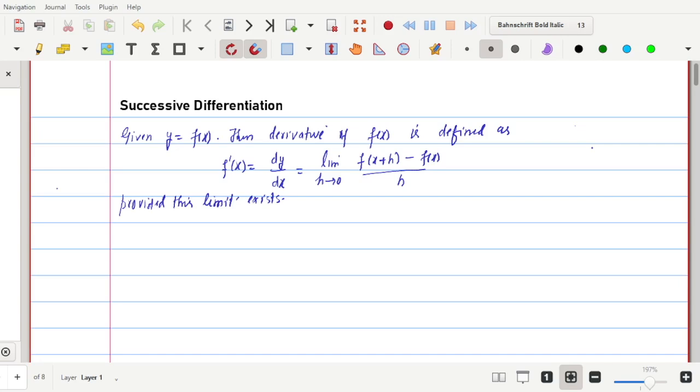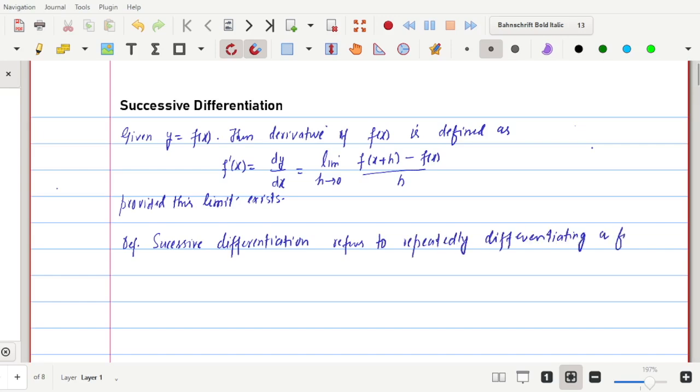So first we will define what we mean by successive differentiation. Successive differentiation refers to repeatedly differentiating a function. If we have a function, we take its derivative one time and denote it by f dash of x. Now, if we take the derivative of f dash of x, that will be called the second derivative of f of x.